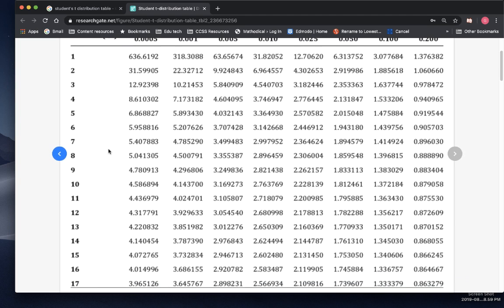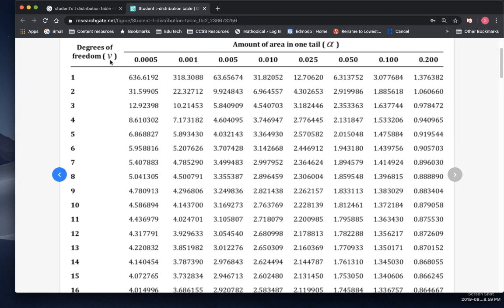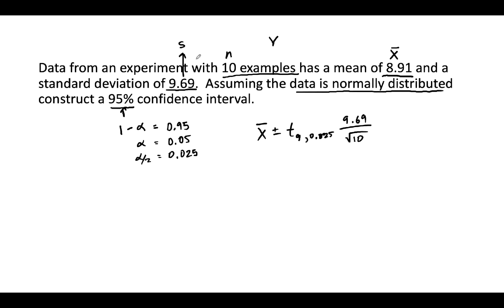Remember, ours was 9, so first we look for the 9 on this chart, and we're going to be explicitly in this row. Above is the alpha of one tail, so that's alpha over 2, and we had this value here. We have 2.26 approximately, so let me write that out: t of 9, 0.025 is approximately 2.26.